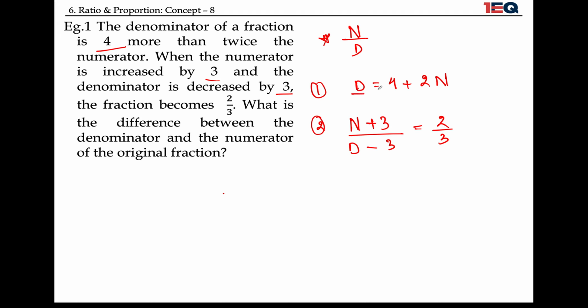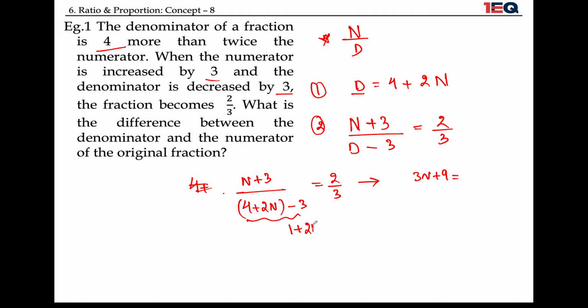I'm going to put d is equal to 4 plus 2n in the second equation. So n plus 3 upon 4 plus 2n, which goes in the denominator, minus 3, is equal to 2 by 3. From this equation, we can find out the value of n, the numerator. So 3n plus 9 is equal to, this equation I'll solve here itself, it would be 1 plus 2n. Okay, this equation has been solved.